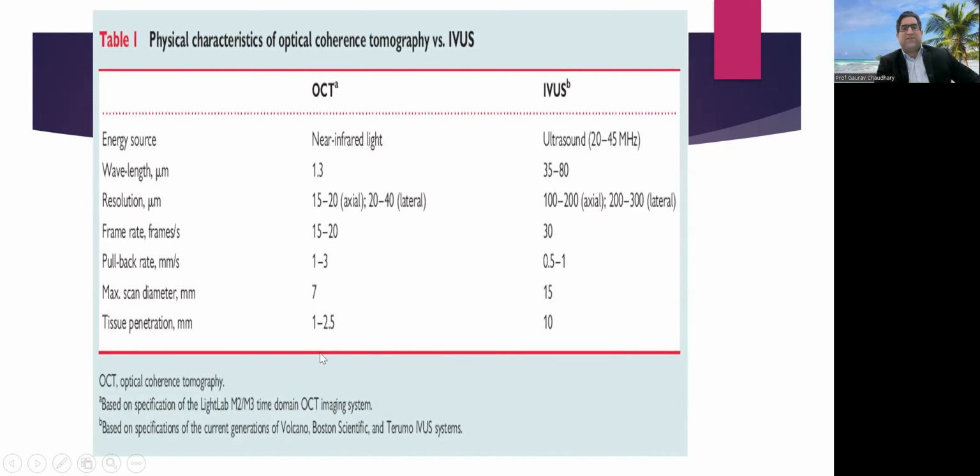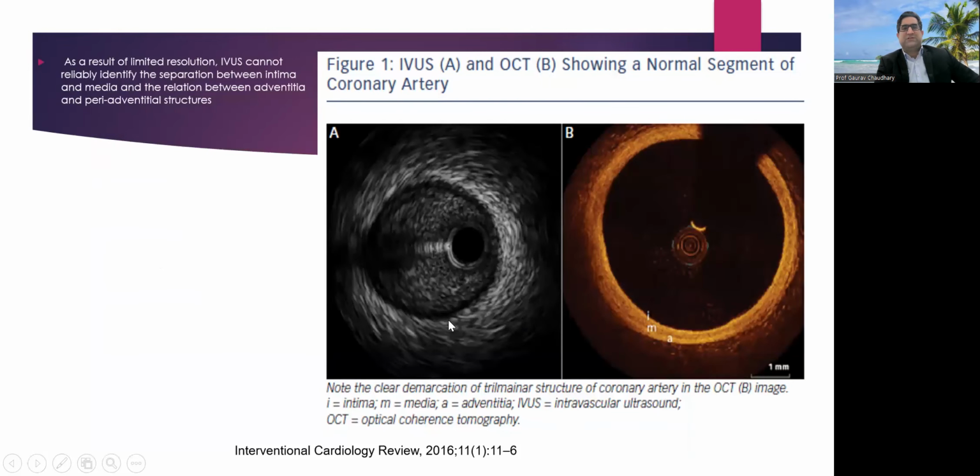But the depth of penetration is less in case of OCT, having the higher resolution, whereas the penetration in IVUS is up to 10 millimeter. So for larger artery, IVUS is preferred. For left main, IVUS is preferred. But for the rest of the places, OCT is a better modality. So this is how we can compare IVUS with OCT.